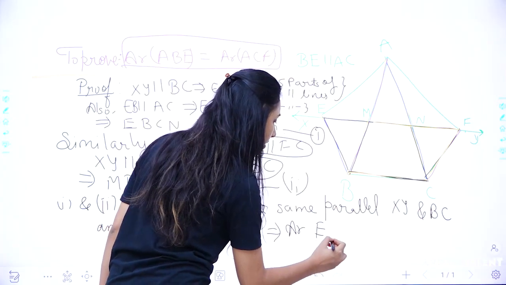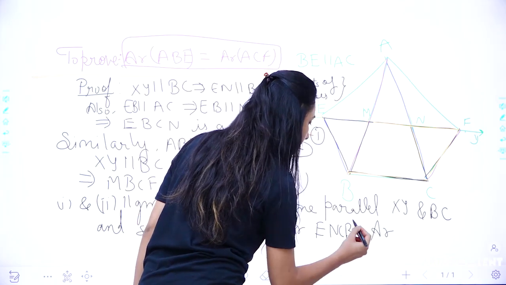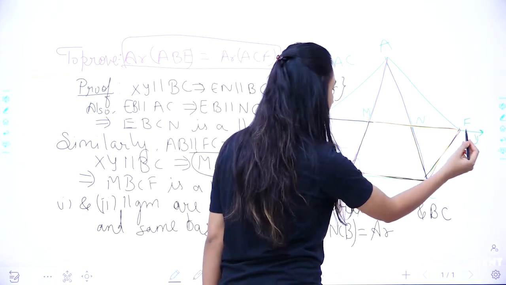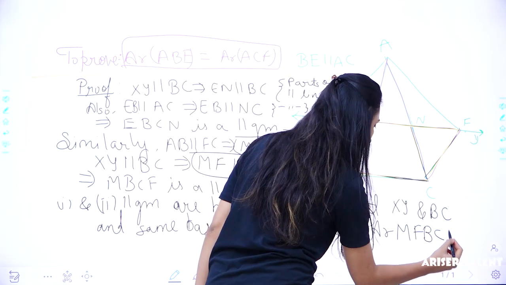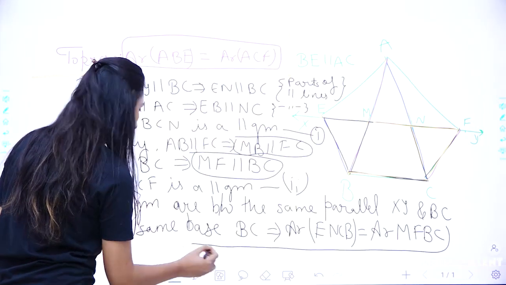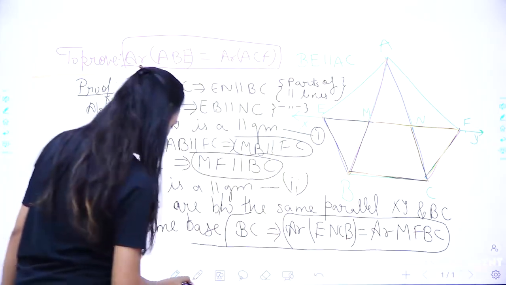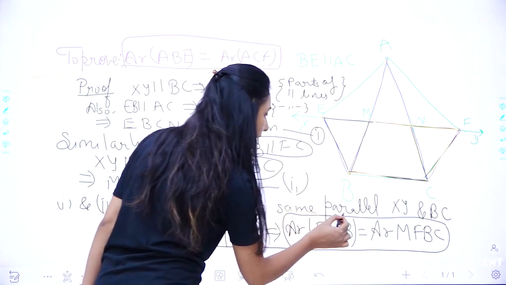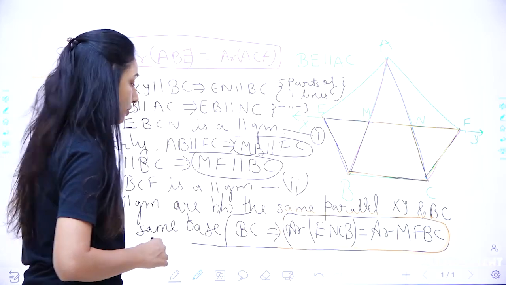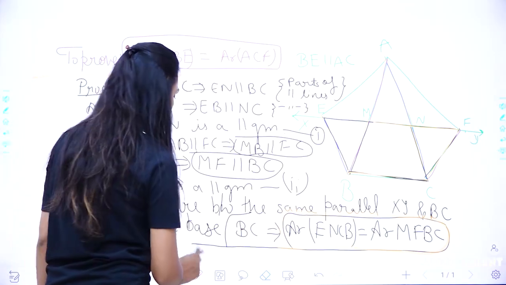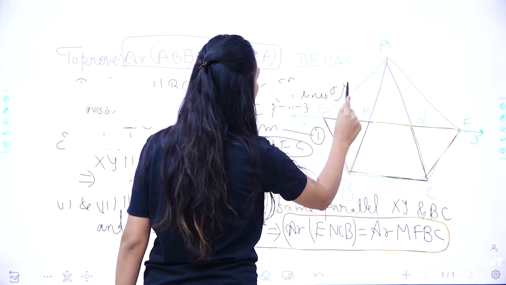area ENCB is equals to area MFBC. Okay, this is something of worth having in our question. We are going to use it in further calculations, in the further proof.